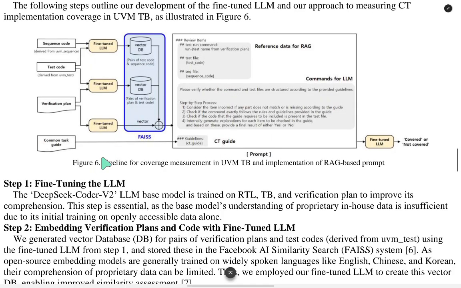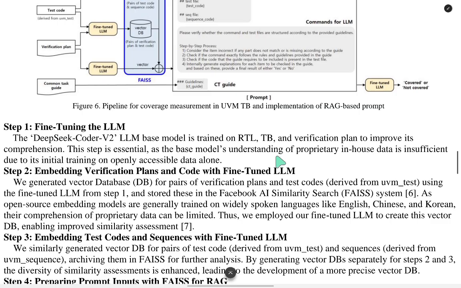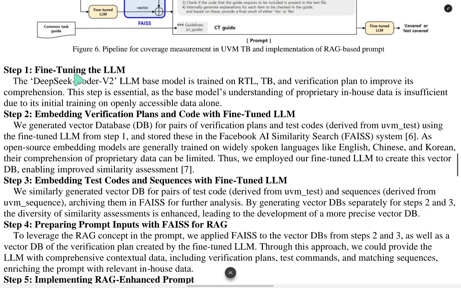Figure 6 is a pipeline for coverage measurement in UVM-TV and the implementation of log-based prompt. Step 1. Fine-tuning the LLM. The DeepSeek-Coder-V2 LLM-based model is trained on RTL, UVM-TV, and the verification plan to improve its comprehension. This step is essential, as the base model's understanding of the proprietary in-house data is insufficient due to the initial training on openly accessible data alone.